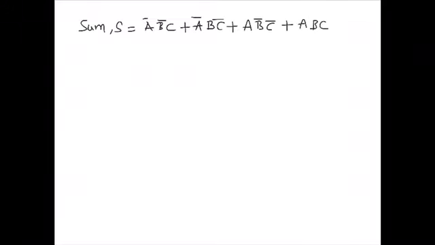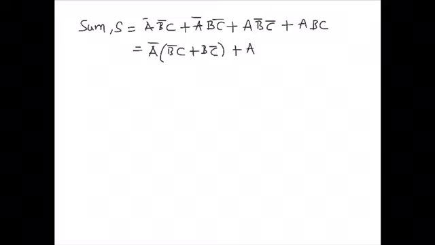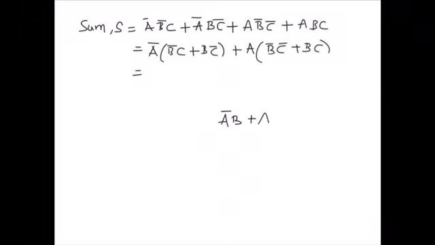Now let us take the common in these expressions. This will be equal to, I can take A bar as common, A bar into B bar C plus B C bar. Again, if I take A as common, this is equal to B bar C bar plus B C. Now, this is in the form of exclusive OR. Exclusive OR means what is the expression? A bar B plus A B bar. This is the exclusive OR expression.